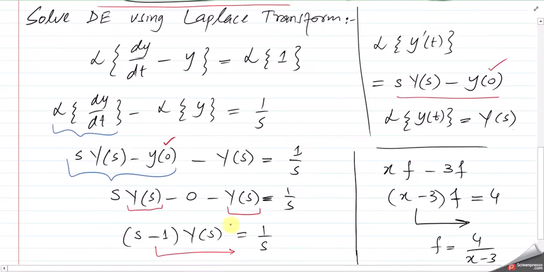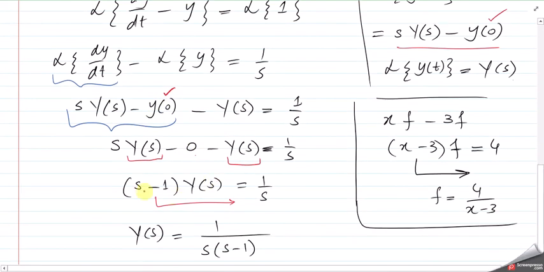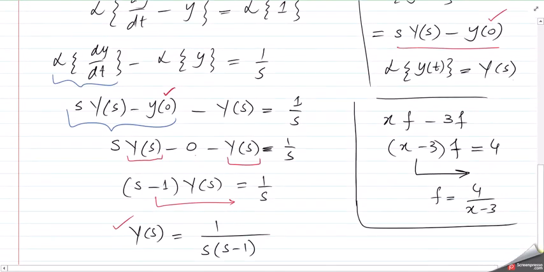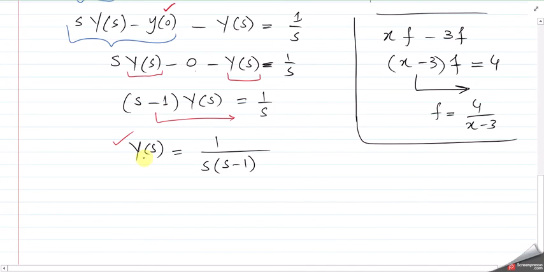So y of 0 is given in the question. It is 0, so we put 0, and then we take Y of s common, and s minus 1 goes down. Now we have Y of s. But that was not the objective. Our objective was to find small y of t, not capital Y of s. How do we get from here? How do we find small y of t?